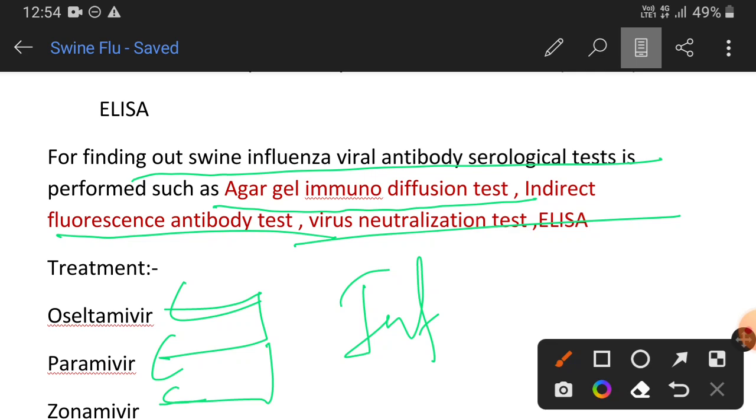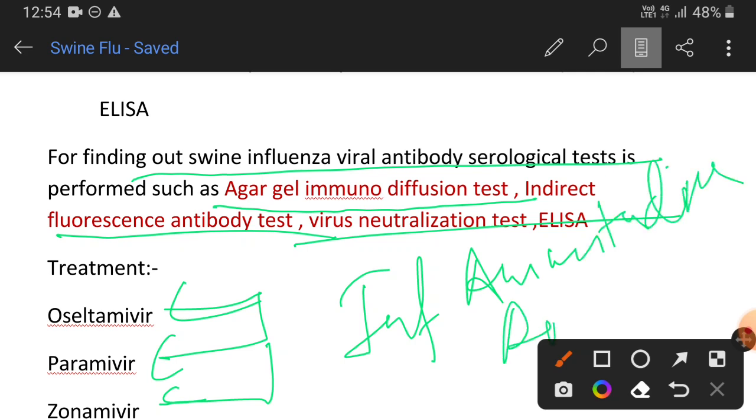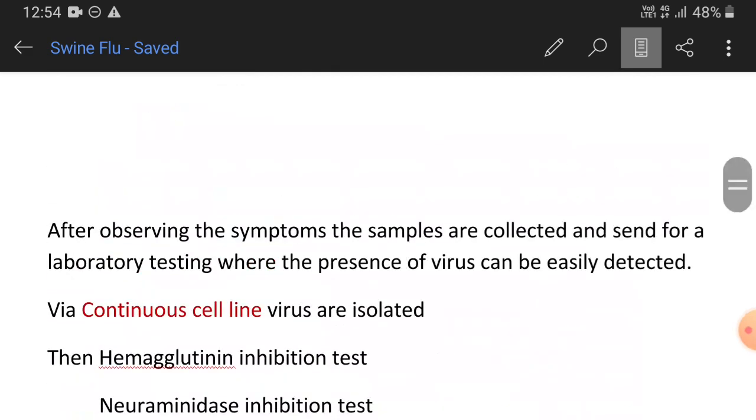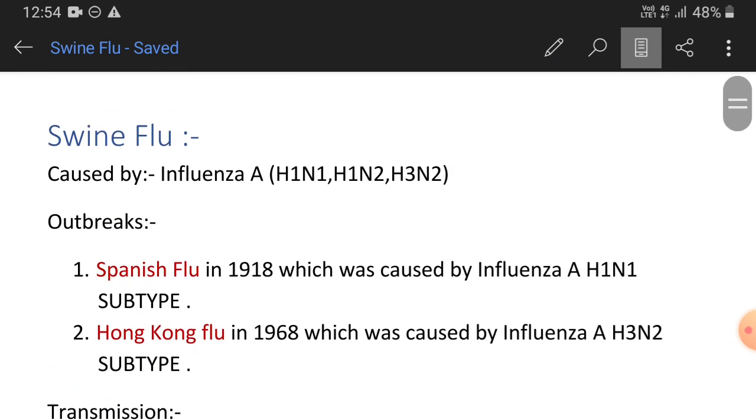You can also use your oseltamivir, Relenza and Tamiflu. You can also use amantadine and rimantadine. This amantadine and rimantadine are your M2 ion channel tetramer inhibitors, right? So those kinds of tetramer inhibitors can be used for this swine flu also.